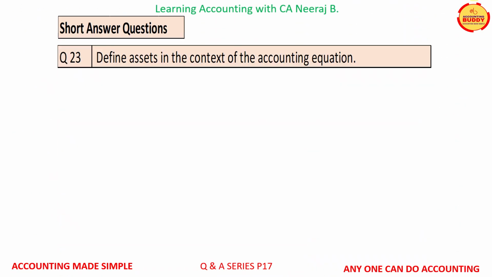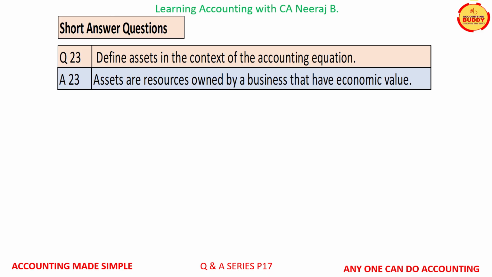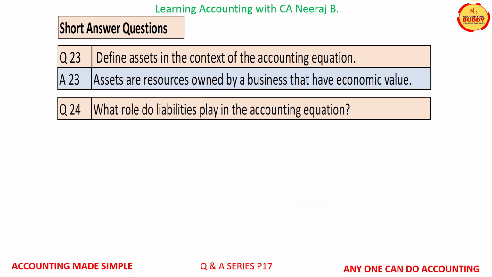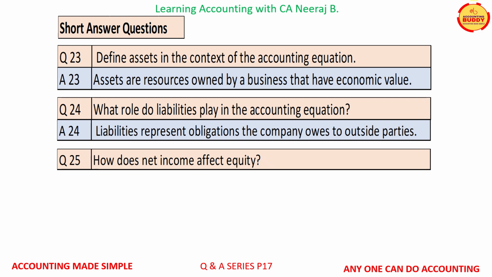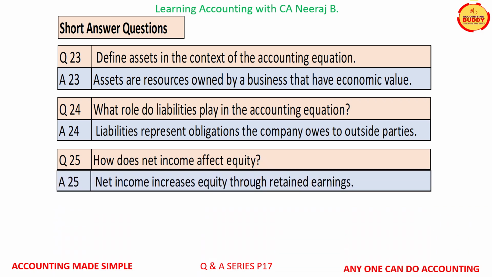Question number 23 on your screens is define assets in the context of the accounting equation. The answer is assets are resources owned by a business that have economic value. Question number 24. What role do liabilities play in the accounting equation? The answer is liabilities represent obligations the company owes to outside parties. Question number 25. How does net income affect equity? The answer is net income increases equity through retained earnings.